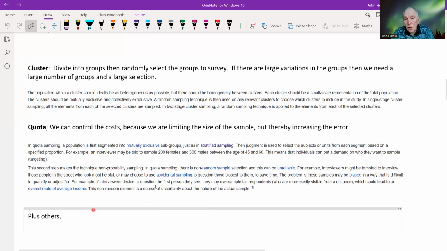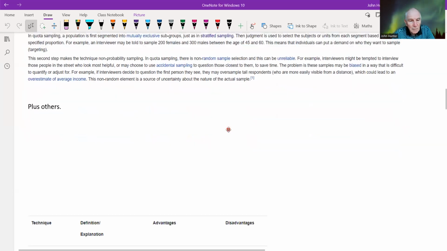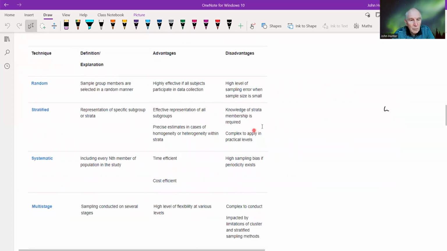And then there are others. People seem to invent these things willy-nilly, so you could probably find hundreds of different methods if you wanted. There's a table here. Again, I'm not going to read through this, except we can see the kind of ones that we've already talked about.